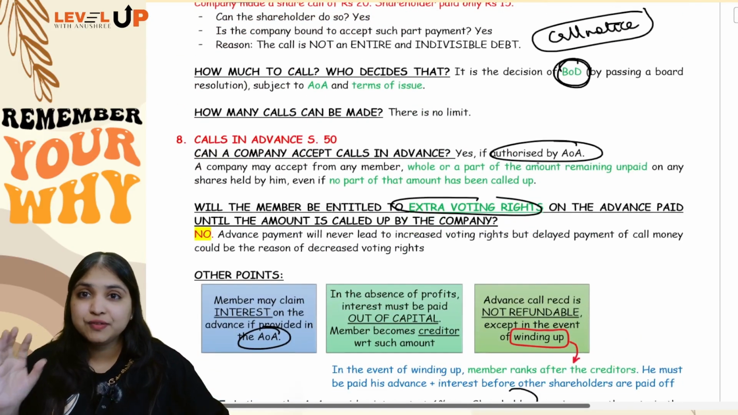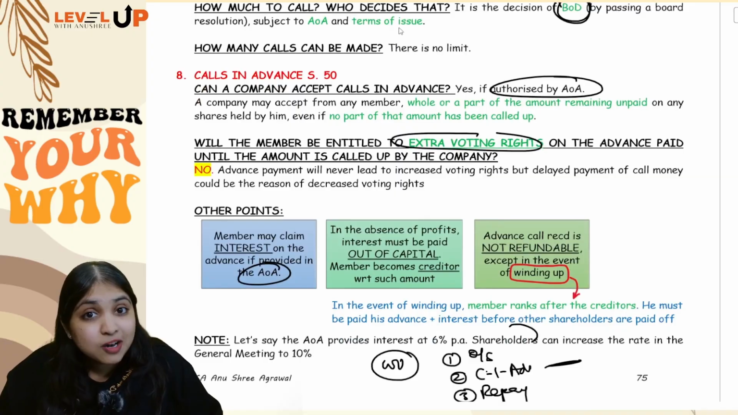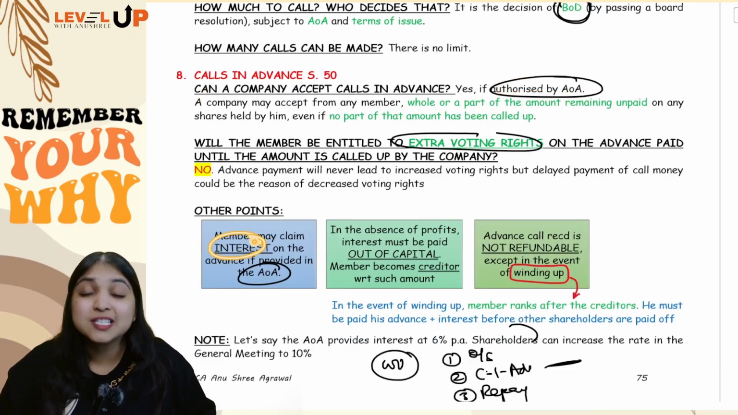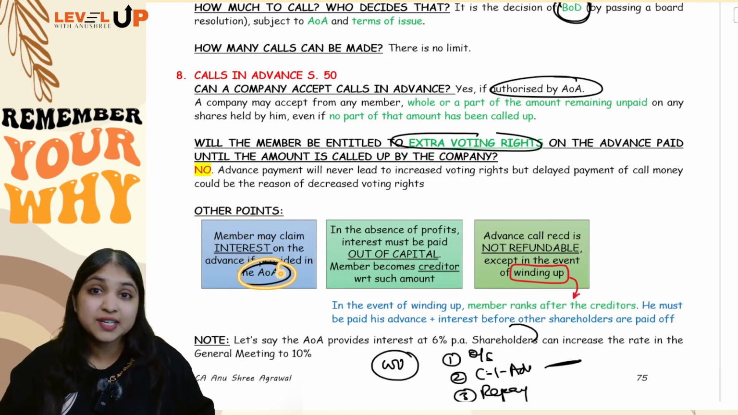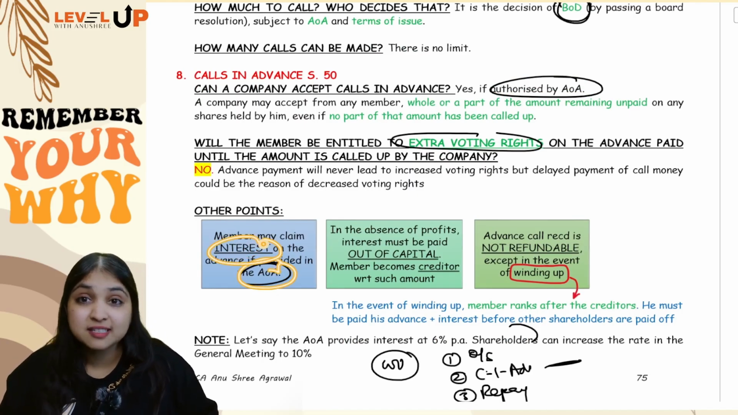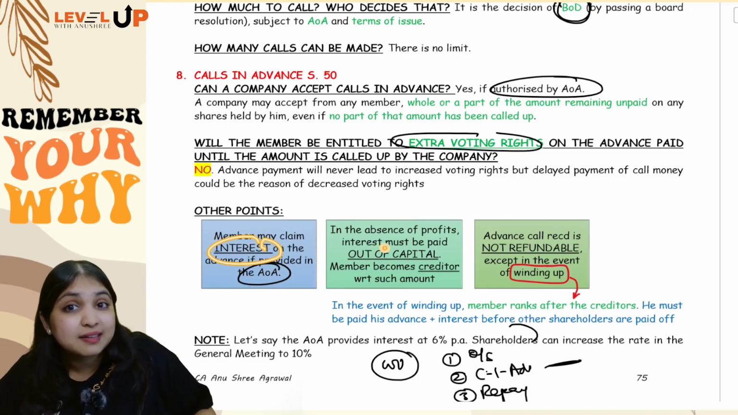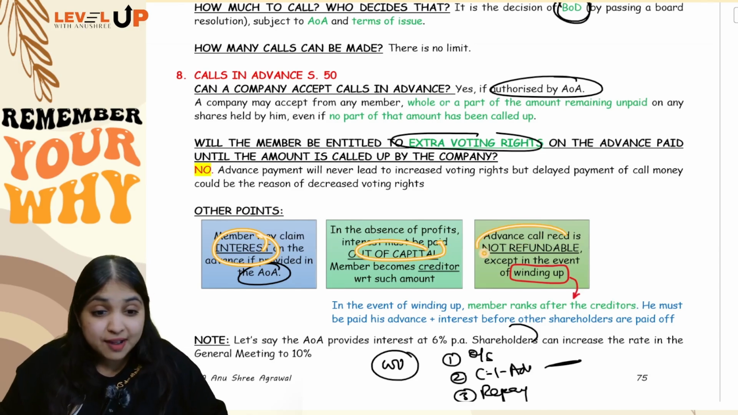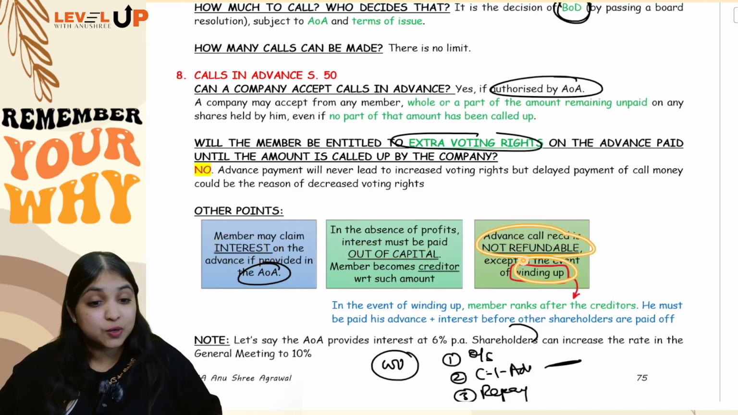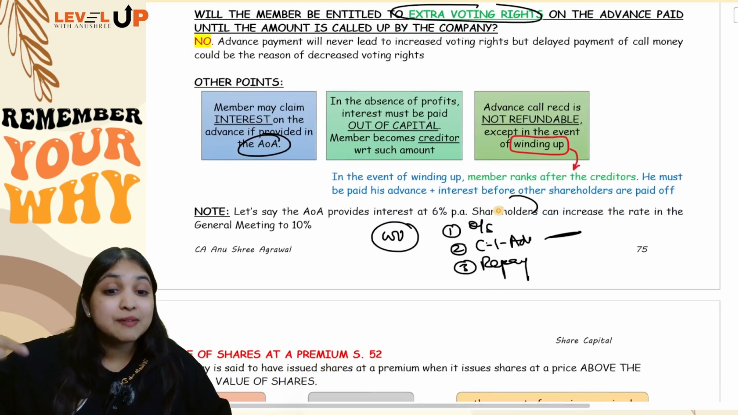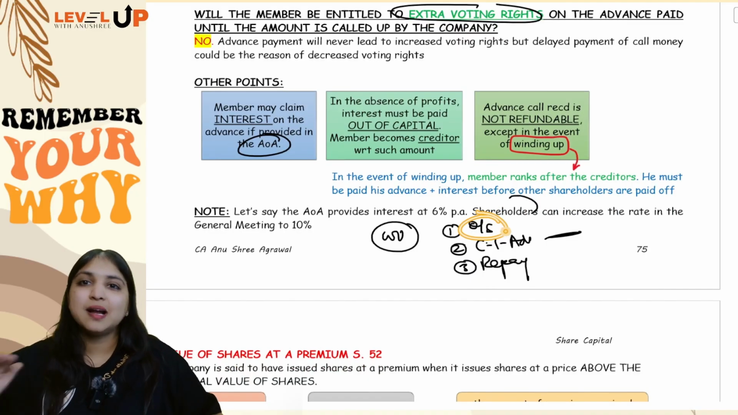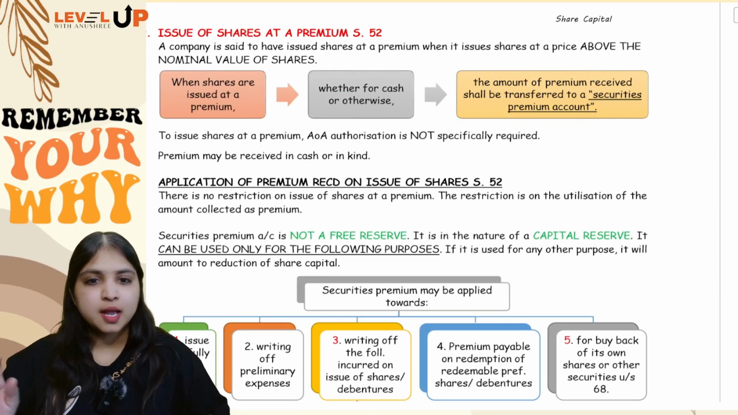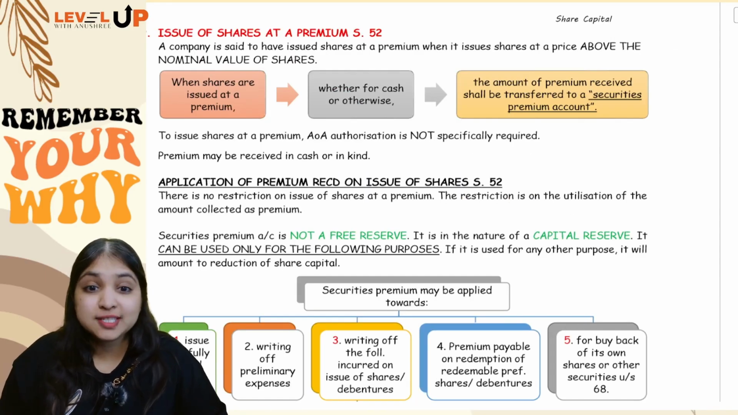So this was section 50, calls in advance. Can the company accept calls in advance? Yes, if it is authorized by AOA. Will the company give interest on calls in advance? Yes, if it is provided in the AOA. This interest is a charge on profits, which means if the company doesn't have profits, the company still has to pay this interest out of capital, and this advance money is not refundable except when the company goes into winding up, and at that time also the company will first pay the outsiders, only then the company will refund the calls in advance, but before repaying the capital.